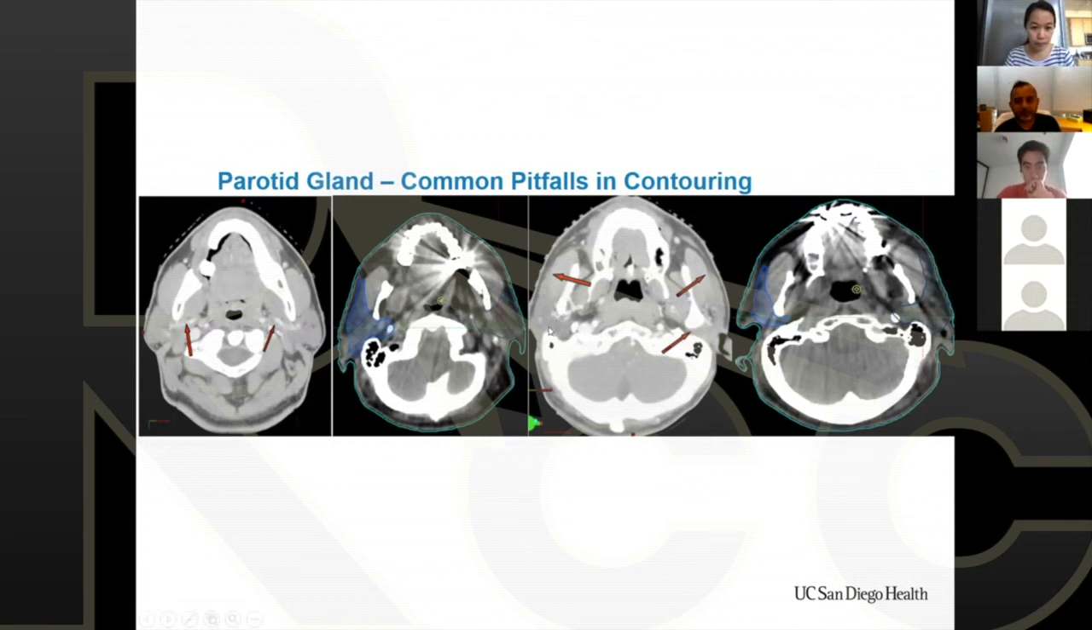And basically, we all know there's no readily identifiable anatomic landmark that separates the deep lobe and the superficial lobe. It is actually the facial nerve, which unfortunately we're not typically going to be able to see on a scan. But the surgeons know this very well. When they do a parotidectomy, these days we really try to spare that facial nerve. But you can see here, again, the deep lobe of the gland.